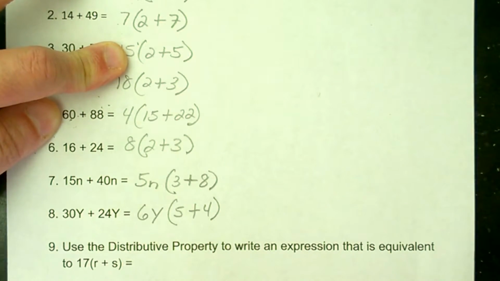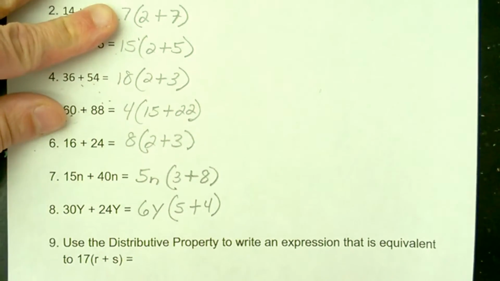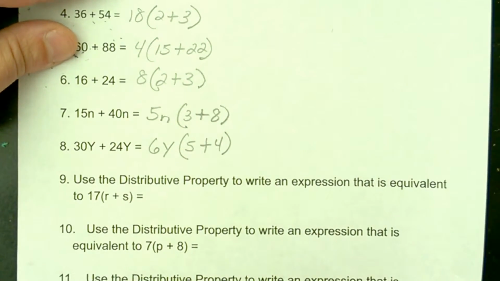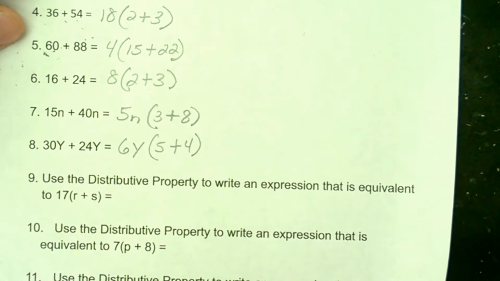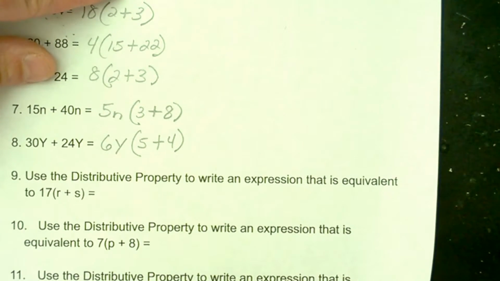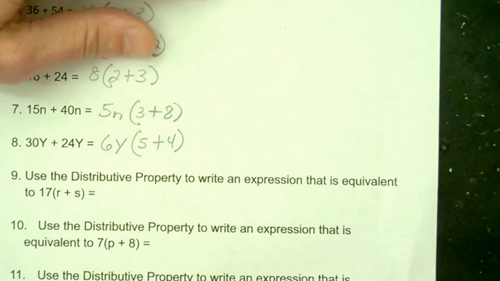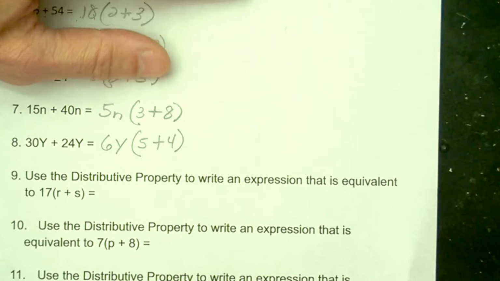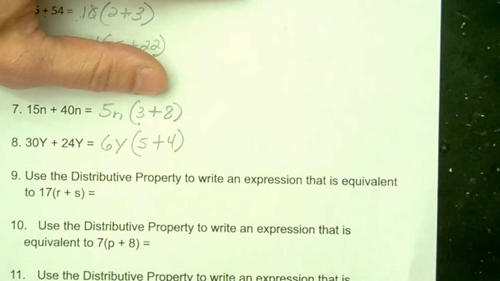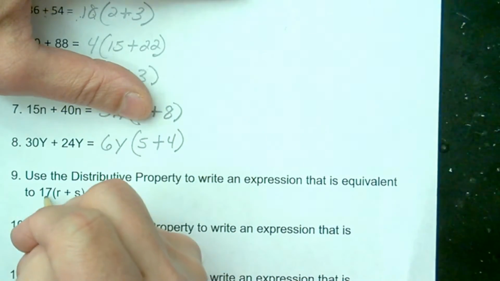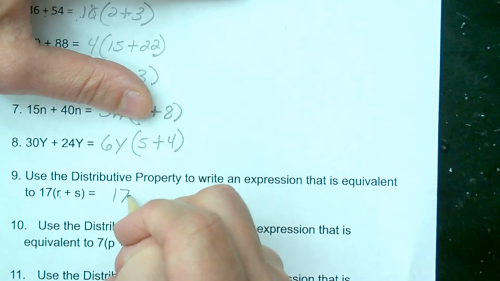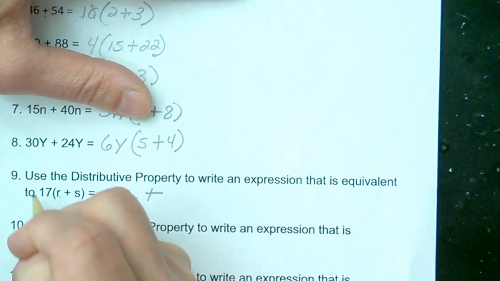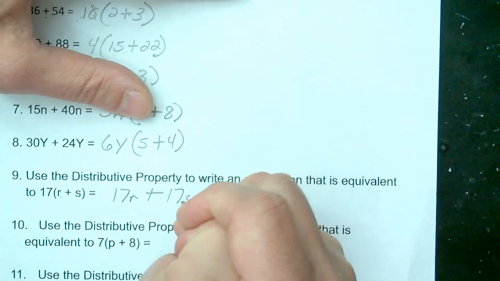All right. But what about as we move on? We have this. We have to write an expression that's equivalent to 17 times r plus s in parentheses. So we have to undo the distributive property in a way. So we have to multiply 17 times r, which would be 17r, plus 17 times s, 17s.